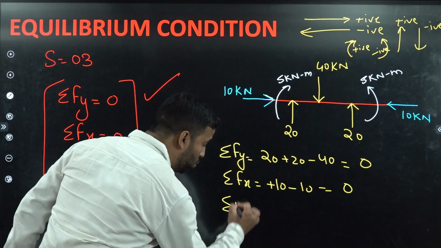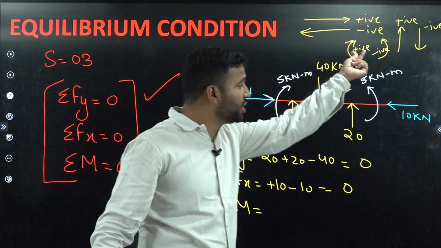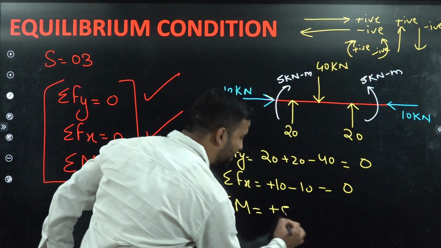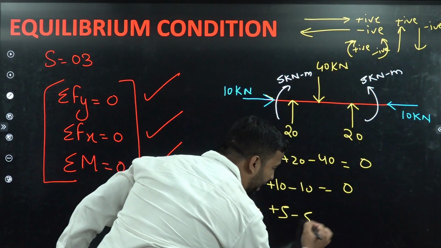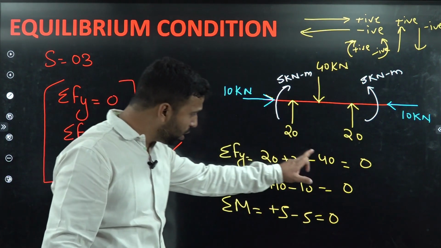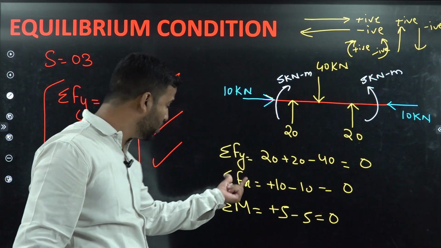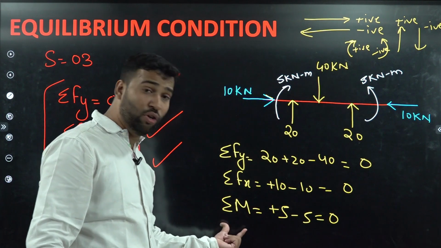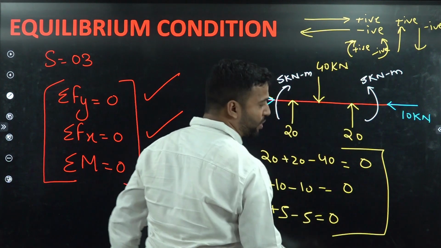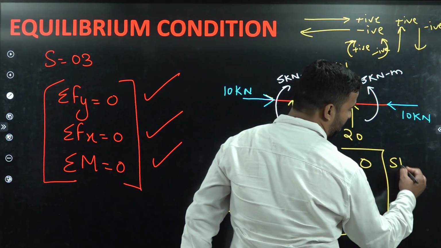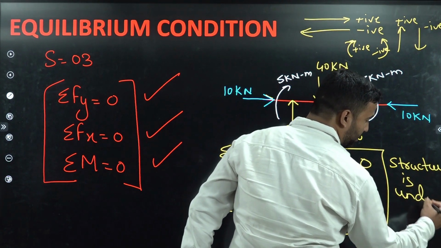Similarly, we have the net moment acting on the beam. 5 kilonewton meter is acting in the clockwise direction, which we considered positive, so plus 5. And similarly, an anti-clockwise moment of 5 kilonewton meter is acting on this beam, which is considered negative, and this sum will be 0. So if all the three elements hold, that is, the summation of vertical forces equals 0, the summation of horizontal forces equals 0, and the summation of moments about any point in this structure is 0, then this particular structure is known as being under equilibrium.